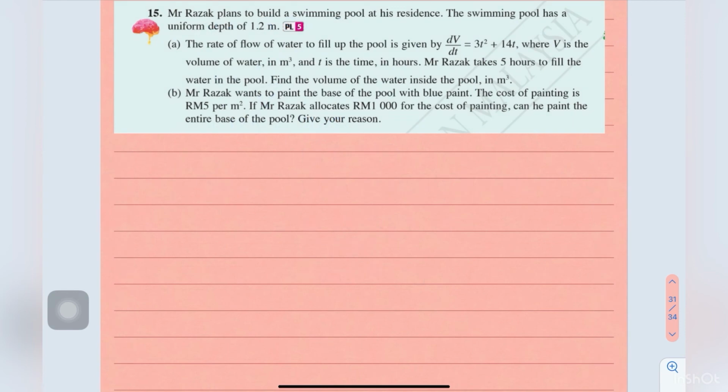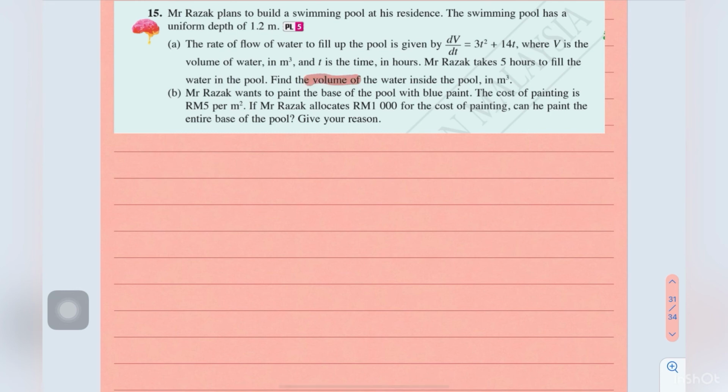15. Mr. Razak plans to build a swimming pool at his residence. The swimming pool has a uniform depth of 1.2 meter. A. The rate of flow of water to fill up the pool is given by dV/dt equals 3t squared plus 14t, where V is the volume of water in meter cube and t is the time in hours. Mr. Razak takes 5 hours to fill the water in the pool. Find the volume of the water inside the pool in meter cube.